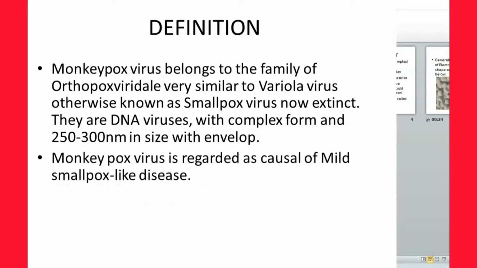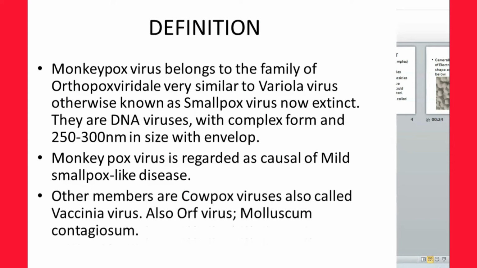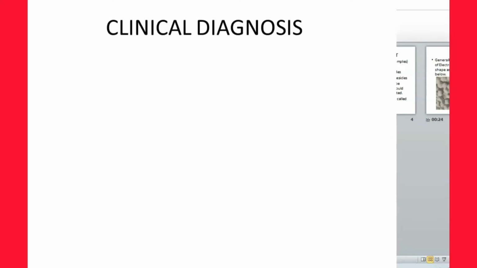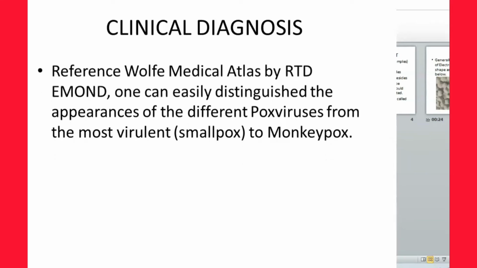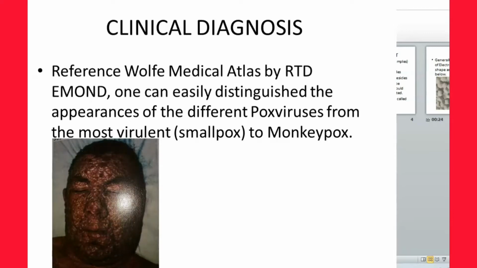Monkeypox virus is regarded as causing a mild smallpox-like disease. Other members are cowpox viruses, also called Yersinia virus. They also have the ox virus and molluscum contagiosum, which all have nodules. They come out as big pustules. The clinical diagnosis could be gotten from the Medical Atlas by RTD. One can easily distinguish the appearances of the different pox viruses.